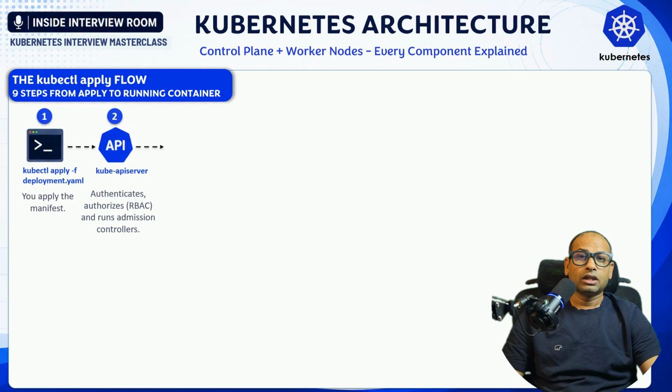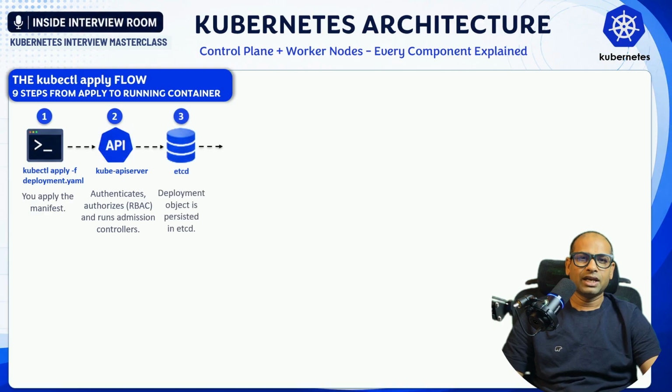Step 2, the request hits the kube API server. The API server authenticates you. Who are you? Then authorizes you with RBAC. Are you allowed to do this? And then runs admission controllers, which can validate or even mutate your request. Only if all of that passes does it move on.